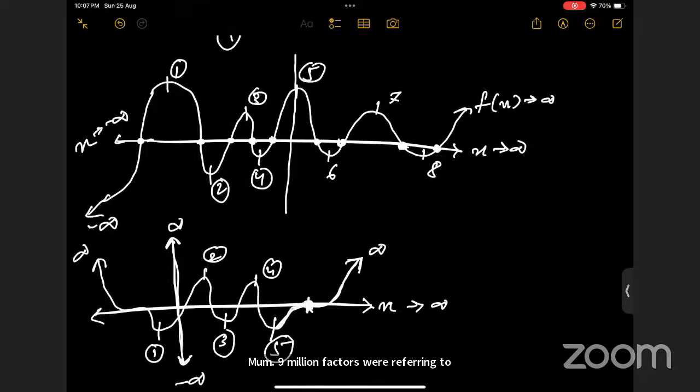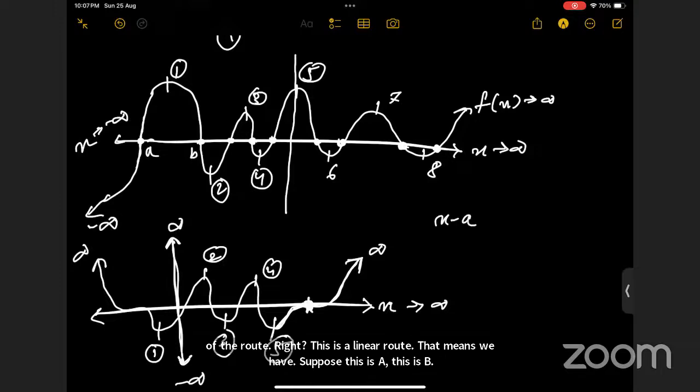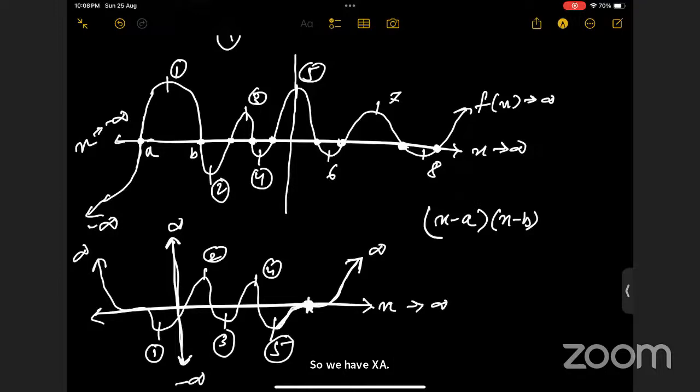That means this is a linear root, right? Just seeing the graph, you can comment on the nature of the root. This is a linear root. That means we have, suppose this is A, this is B. So we have x minus A, x minus B, and so on for all the points. So this is one linear factor, this is the second linear factor. In this way, we will get 9 linear factors.